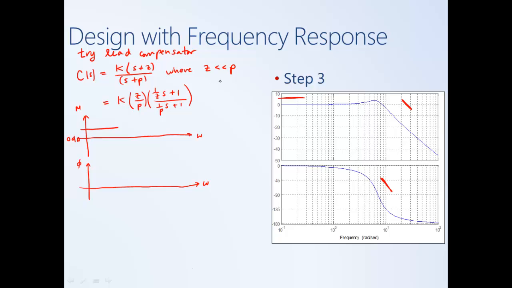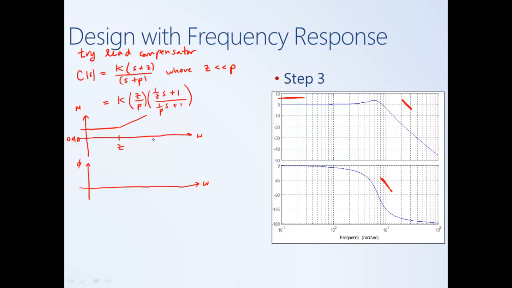Since the zero is smaller, that means that we will hit it first. You know, the break frequency for the zero is 1 over T, where T is 1 over Z. So the break frequency for the zero will occur at Z, and since that's smaller than P, we'll hit that first. So then we'll start to go up at 20 dBs per decade, and we'll continue to go up at 20 dBs per decade until we hit the pole.